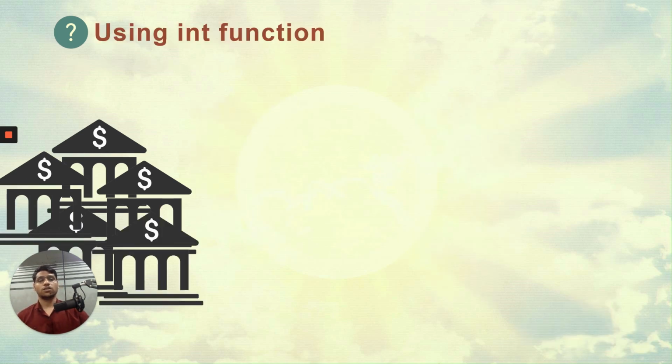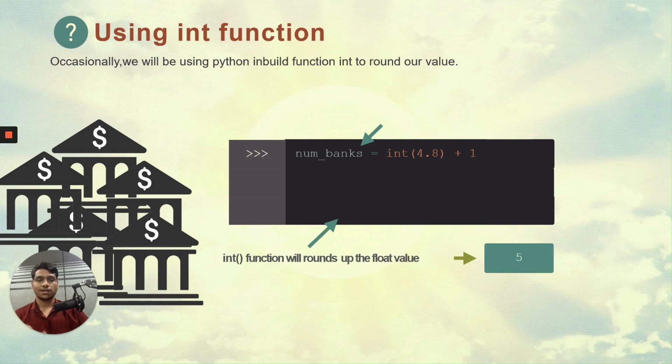So in order to solve this problem, we will use a function called int. This is the first function that we are seeing. Whatever you write within the int function, it will approximate it to a lower value. If it is 4.8, it will approximate it to 4. Even if it was 4.1, it will approximate it to 4. So at the end, I'll just write +1. So I'm going to get 5 as an answer.